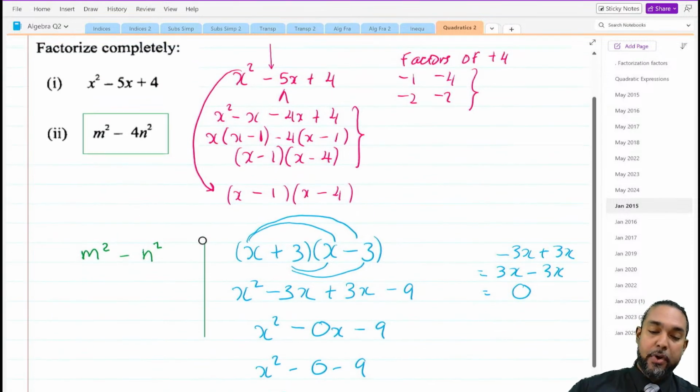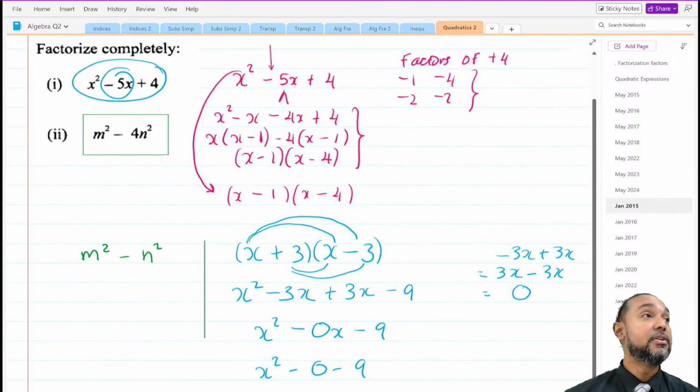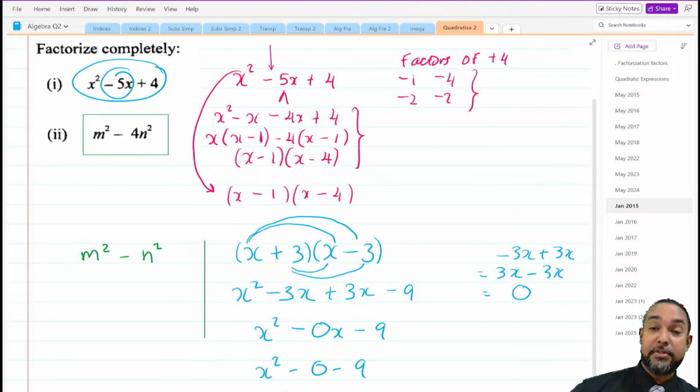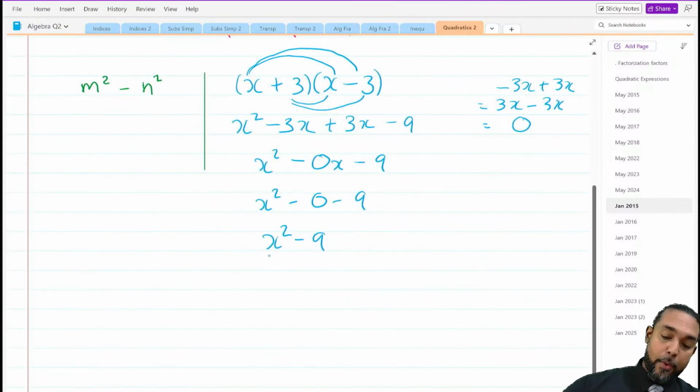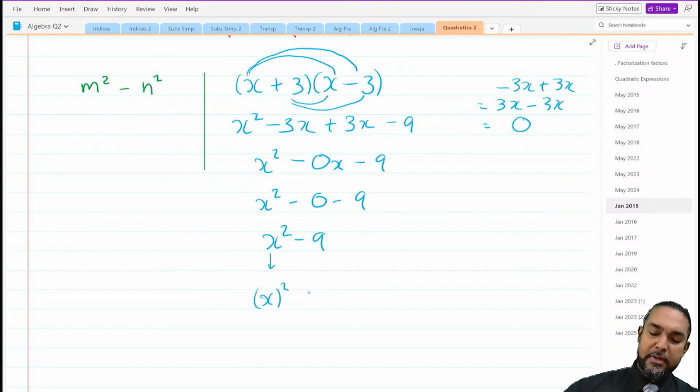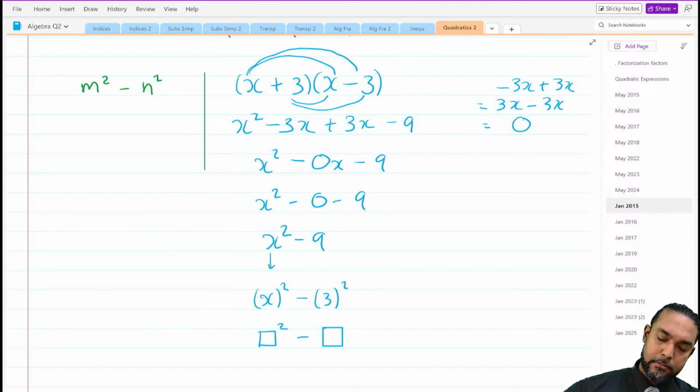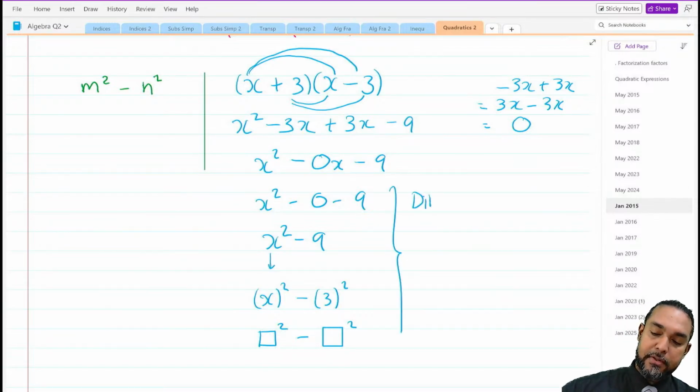Unlike the previous quadratic expressions, there is no middle term, no term in x. There's just the first term, the x squared term, and the constant. But what we know about this is that x squared is literally the square of x. What about 9? Is 9 also a square? What squared is 9? 3, right? So you could also write this as 3 squared. So we literally call this the difference of two squares, because you're subtracting one squared term from another squared term.